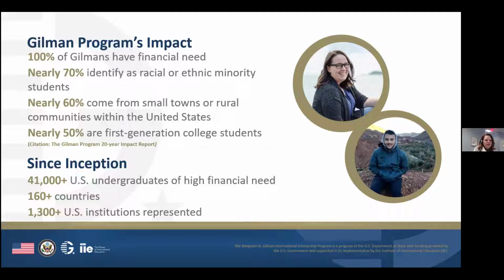So it is a little bit different than the programs that Allison described. But as far as eligibility, which again we'll go over in just a moment, 100% of Gilman International Scholarship Program recipients have Pell Grants. And so 100% of Gilmans have financial need, and nearly 70% identify as racial or ethnic minority students. Nearly 60% come from small towns or rural communities, and nearly 50% are first-gen college students.